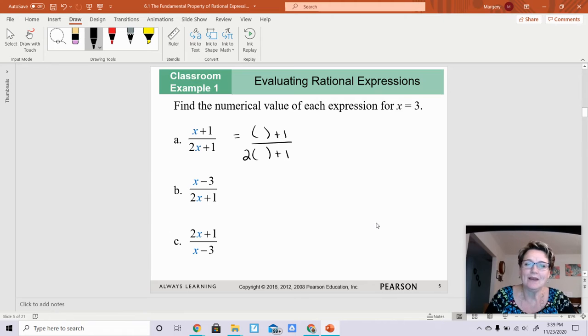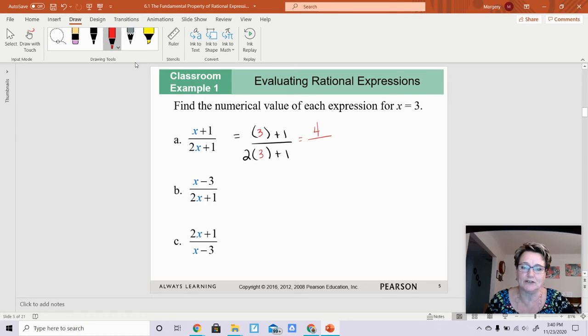First of all, wherever there's an x, I like to put in a blank spot. That is where I'm going to put in the 3, because it tells me x is equal to 3. So wherever there was an x, I am going to put in a 3. So in the numerator, I have 3 plus 1, which is 4.